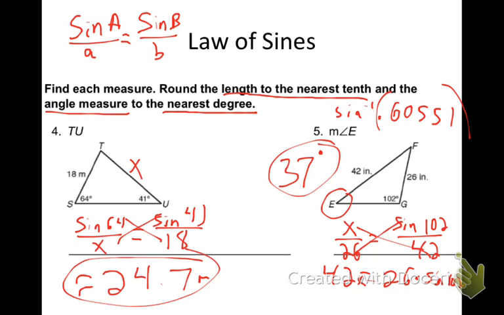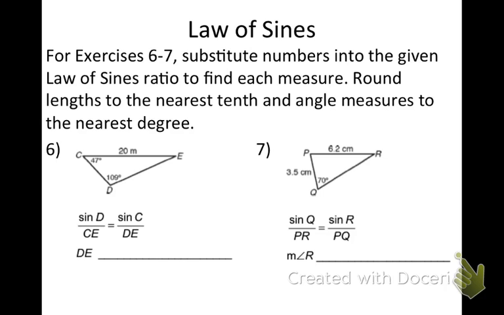Okay. All right, take a couple seconds to try these two. Using the law of sines, set up the ratios that are kind of set up for you already, and solve for the missing angles or side lengths.